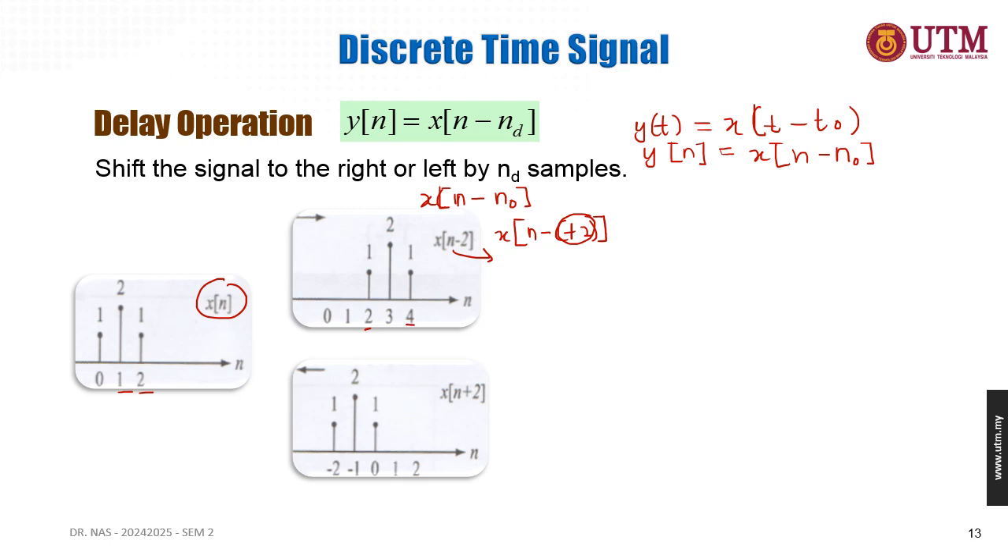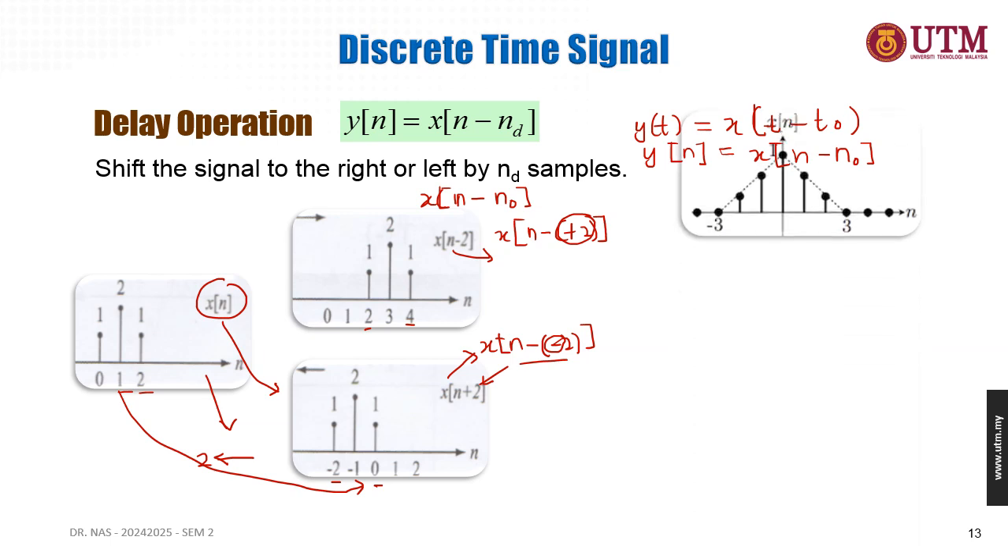Let's look at another example. Again, compare with the general equation, x[n + 2]. This one becomes n plus 2, meaning that the original signal is shifted to the left by 2. Negative means to the left, so now everything is moving to the left by 2. So 0 becomes negative 2, 2 becomes 0, and 1 becomes negative 1.